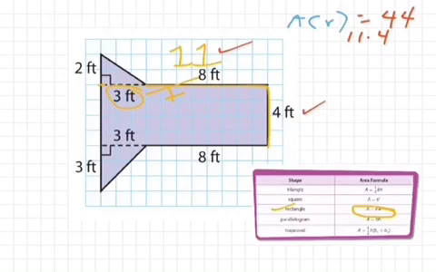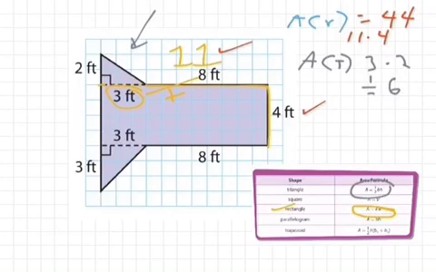Next, I have two triangles. And if you look closely, these are actually two different size triangles. They are not the same. The one on top right here has a base of 3. So if we do the area of the first triangle, we know it has a base of 3, and then it has a height of 2. And the formula for a triangle is 1/2 the base times the height. So if I multiply these together, I get 6. And then I need to get half of that. So 1/2 of 6 would get me 3.